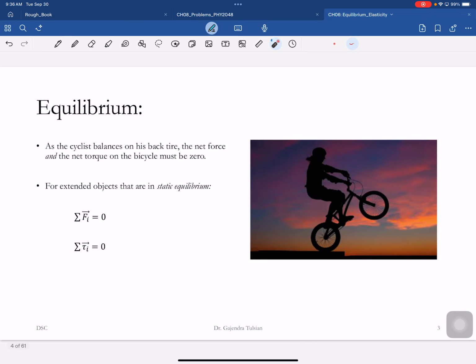All right, here's another example. This guy is balanced. The weight of this guy, the gravitational force, is acting down, and we already know that. Where is the center of mass of this system, the cyclist and the bicycle, located? It has to be located right above that point of contact. We don't know where, but somewhere in there.